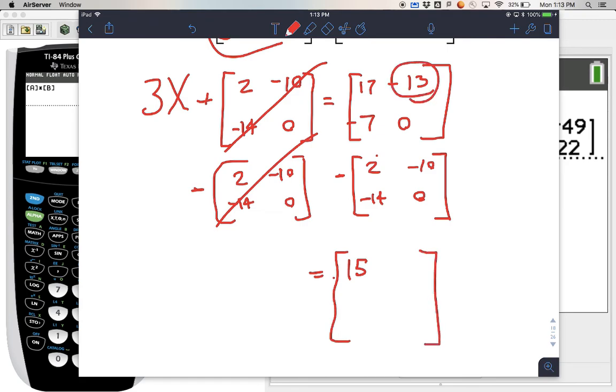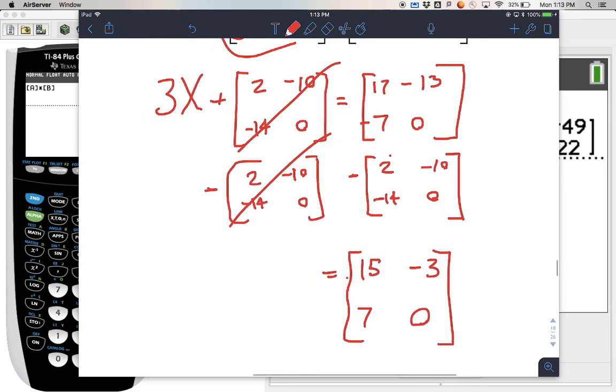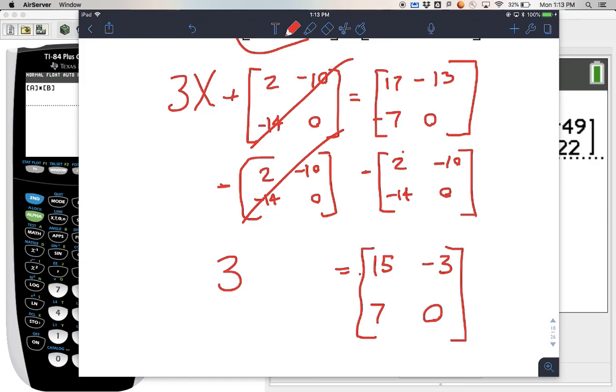So negative 13 minus negative 10, which will change that to basically add 10. Negative 13 plus 10. That's negative 3. We're going to have negative 7 minus negative 14. Once again, it's kind of like adding. So negative 7 plus 14 should be 7. And then we're going to go 0 minus 0, which comes out to 0. That's pretty nice there. And that is apparently 3 times our matrix, which we don't know what it is yet.